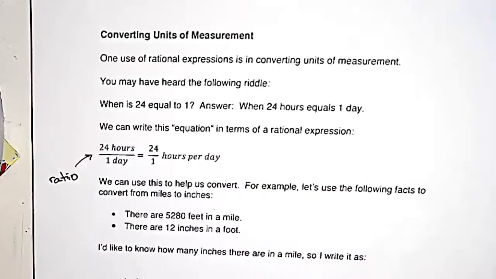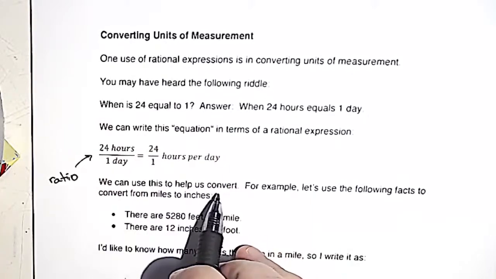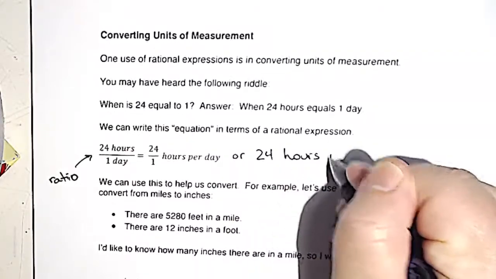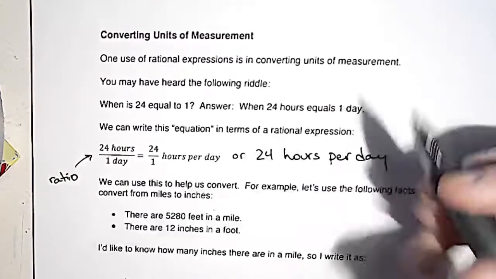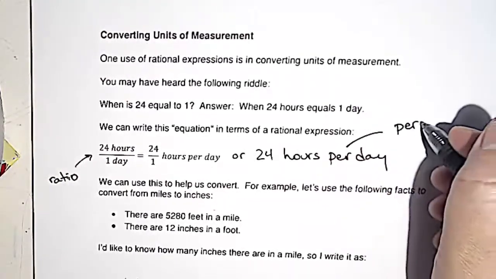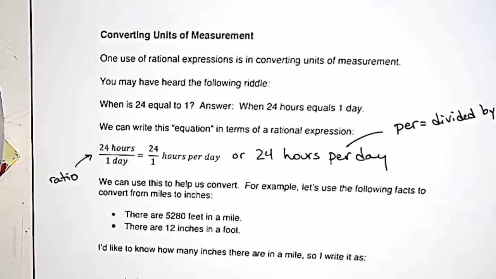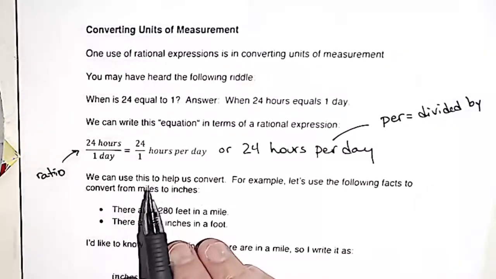Whenever you've got a single fraction, you can consider it a ratio, but it's especially a ratio when you're comparing two amounts. So 24 hours per 1 day is 24 over 1 hours per day, right? Or 24 hours per day. If you've ever wondered what per means, per means divided by, right? Percent is divided by 100. We can use this to help us convert.